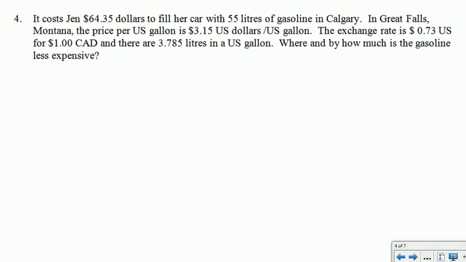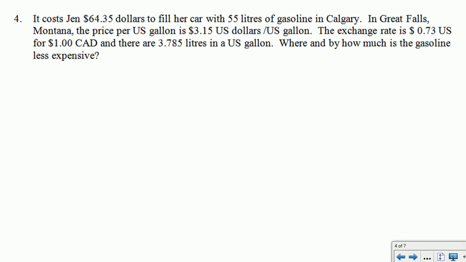For question number 4, it cost Jen $64.35 to fill her car with 55 liters of gas in Calgary. In Montana, the price per US gallon is $3.15 US per US gallon. The exchange rate is 73 cents US for $1 Canadian, and there are 3.785 liters in a US gallon. So is it cheaper to fill up in Calgary or Montana?